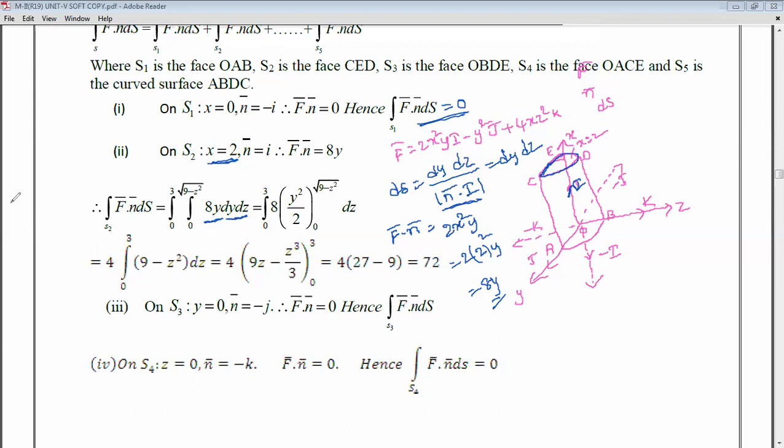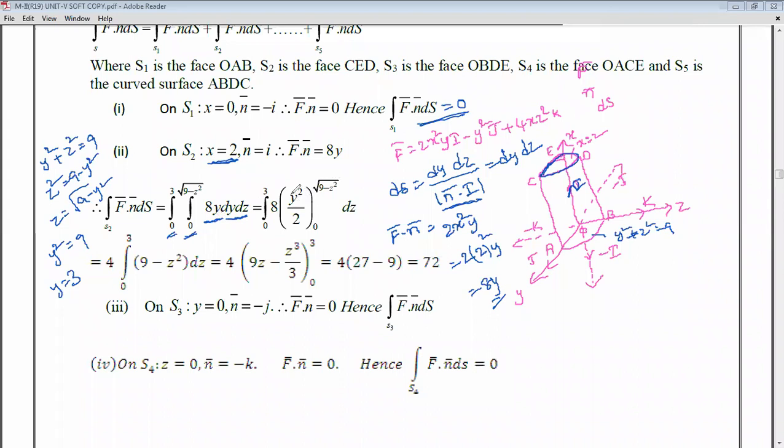And coming to the limits, what we know is that y square plus z square is equal to 9. So this is the projection, we are choosing y square plus z square is equal to 9. So z square is equal to 9 minus y square, and z is equal to square root of 9 minus y square. And for the y limit, put z is equal to 0, y square is equal to 9, y is equal to 3. It means y is from 0 to 3, and z is from 0 to square root of 9 minus z square. And 8 is a constant.